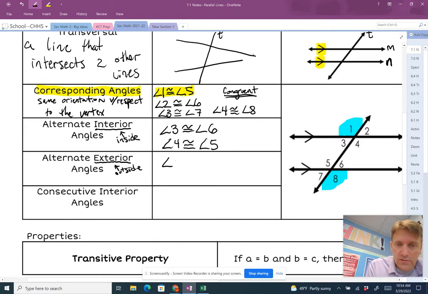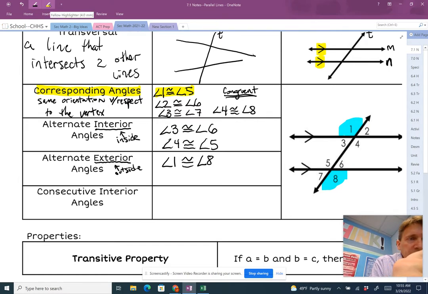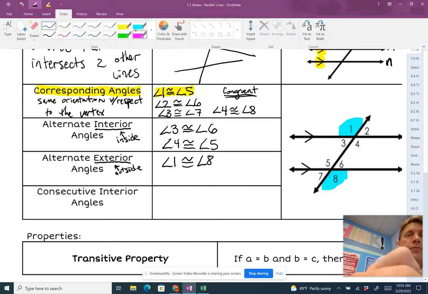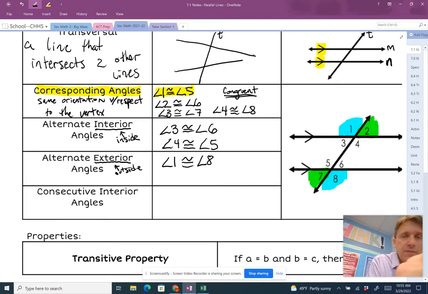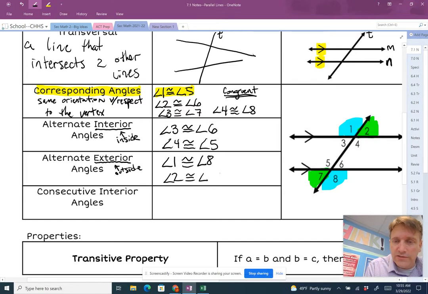So angle 1 is congruent to angle 8 because of the alternate exterior angles postulate. It's just a fancy word, postulate. It means something that you can use in a proof. And then if I look at angle 2, it's on the right side, an exterior angle. The other side, exterior angle 7, is on the other side of the transversal, but it's down on the bottom. And so those are alternate exterior angles. And I can say that angle 2 is congruent to angle 7.